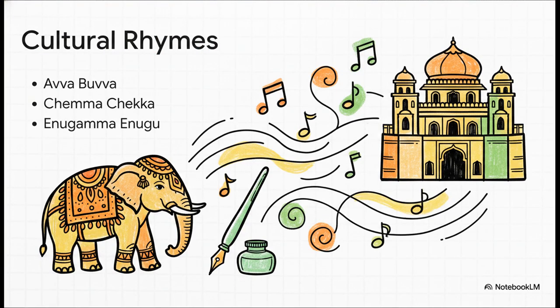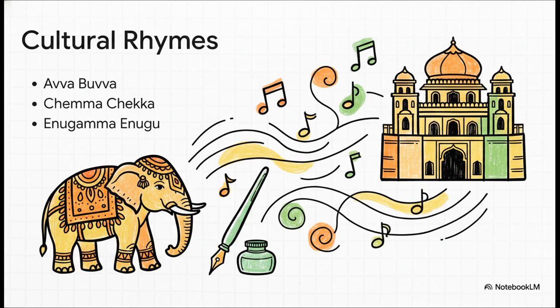Because we aren't just learning sterile sounds here. Throughout the year, students are diving into cultural rhymes like Ava Buva in August, the classic Chema Cheka in November, and Enugama Enugu in January. And alongside this, they're introduced to vivid, real-world vocabulary, from everyday objects like a kalam, a pen, to majestic historical concepts like an Antha Hapram, a queen's royal residence.